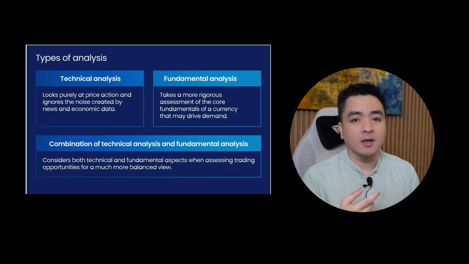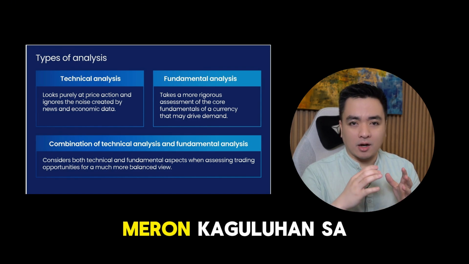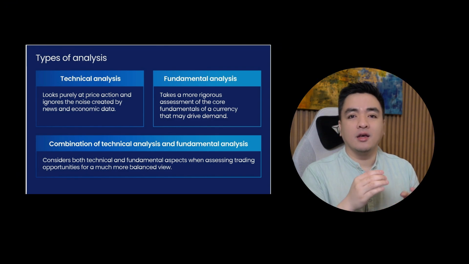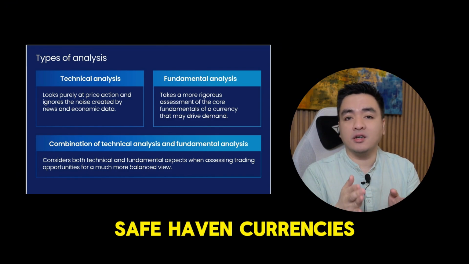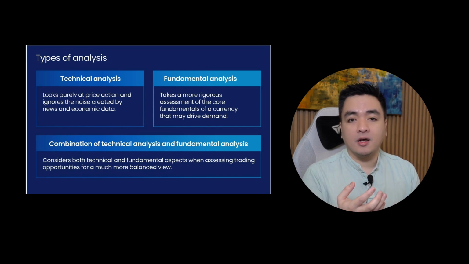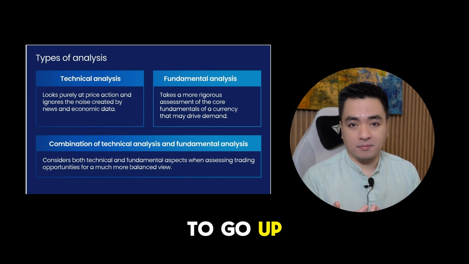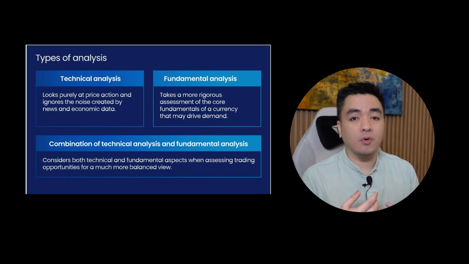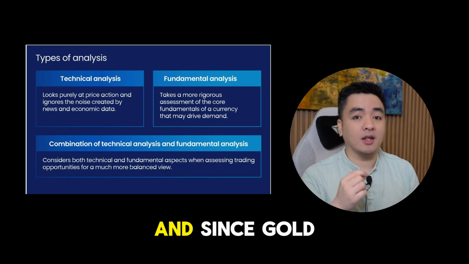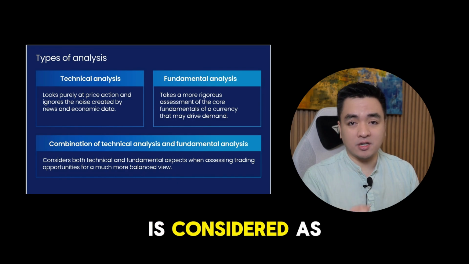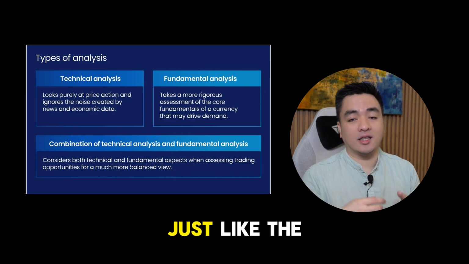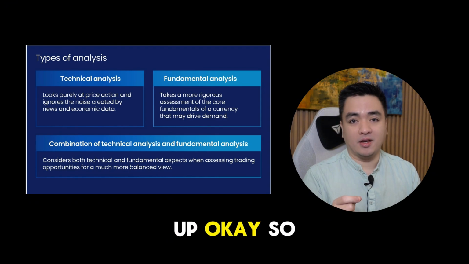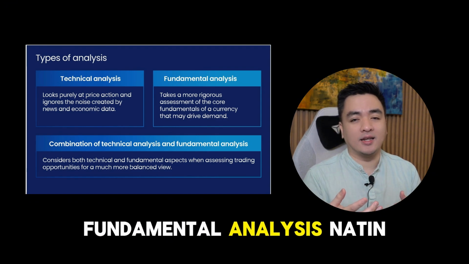So, for example, maraming gera, merong kaguluhan sa mundo, naggera yung Russia and Ukraine. Usually, the safe haven currencies like gold, they actually tend to go up. Okay? Because yung mga investors, iisipin natin, kung investor ka, where do you actually put your money? And since gold is considered as a safe haven, just like the Japanese yen, gold will actually drive up. Okay? So yun yung mga fundamental analysis natin.